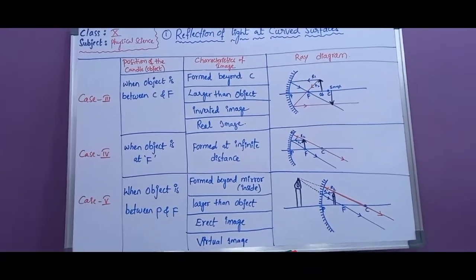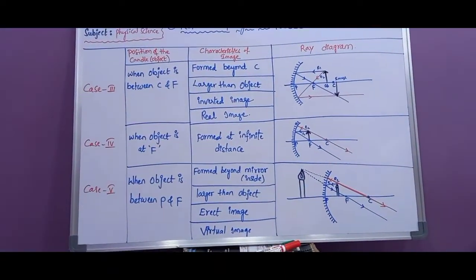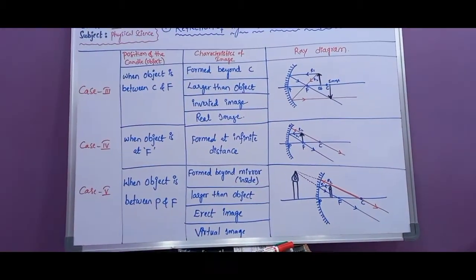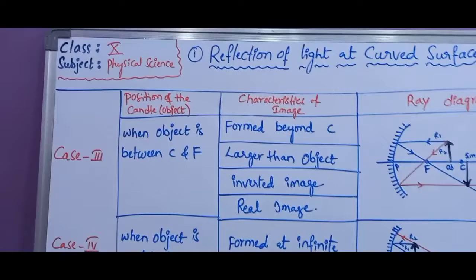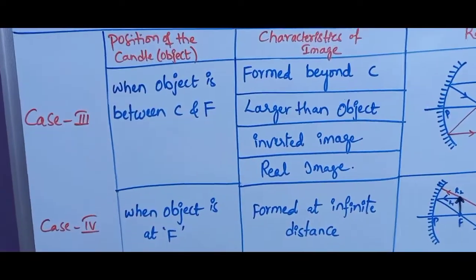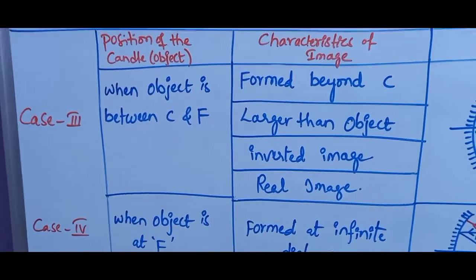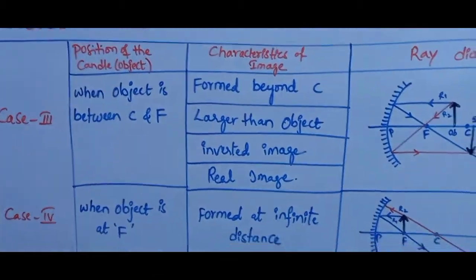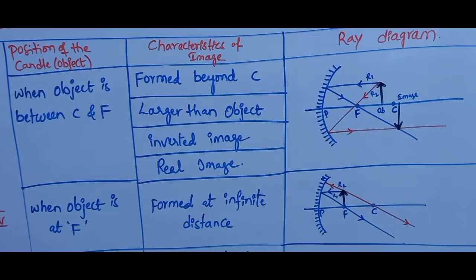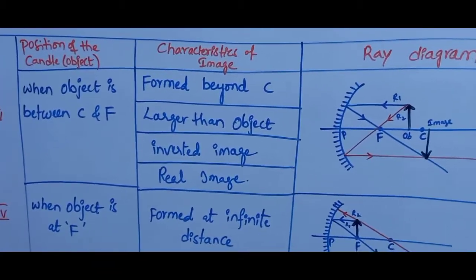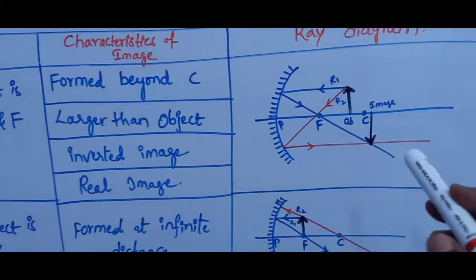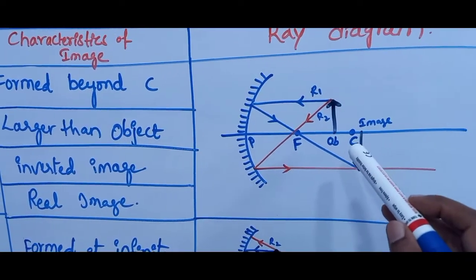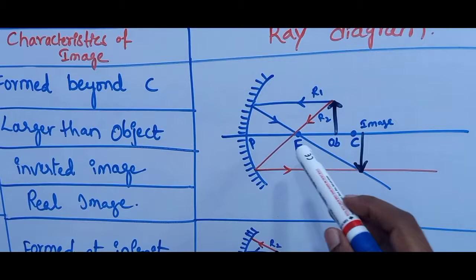See children, here I have shown you the remaining 3 cases, case 3, case 4 and case 5, and their particular ray diagrams also. See case number 3. In case 3, the object is placed between C and F. Slowly we are moving the object towards the concave mirror. Here, this is the focal point and this is the center of curvature C, and the object is placed in between F and C.